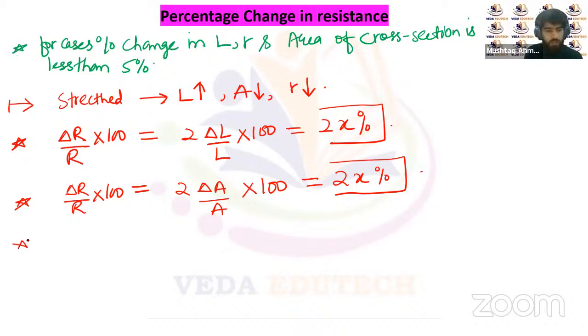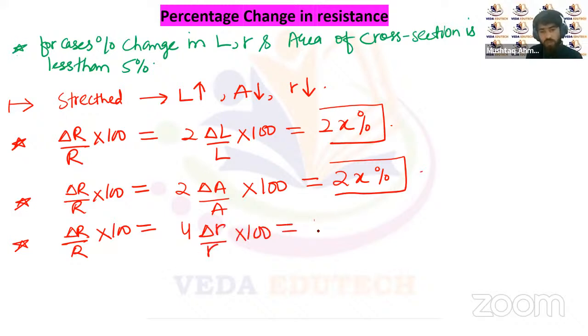And similarly, in the third case, if the radius of the conductor is changed by, let's suppose, x%, then the percentage change in resistance will be 4 times the percentage change in radius. It means that if there is an x% change in the radius, then the percentage change in the resistance of the conductor will be 4 times x.